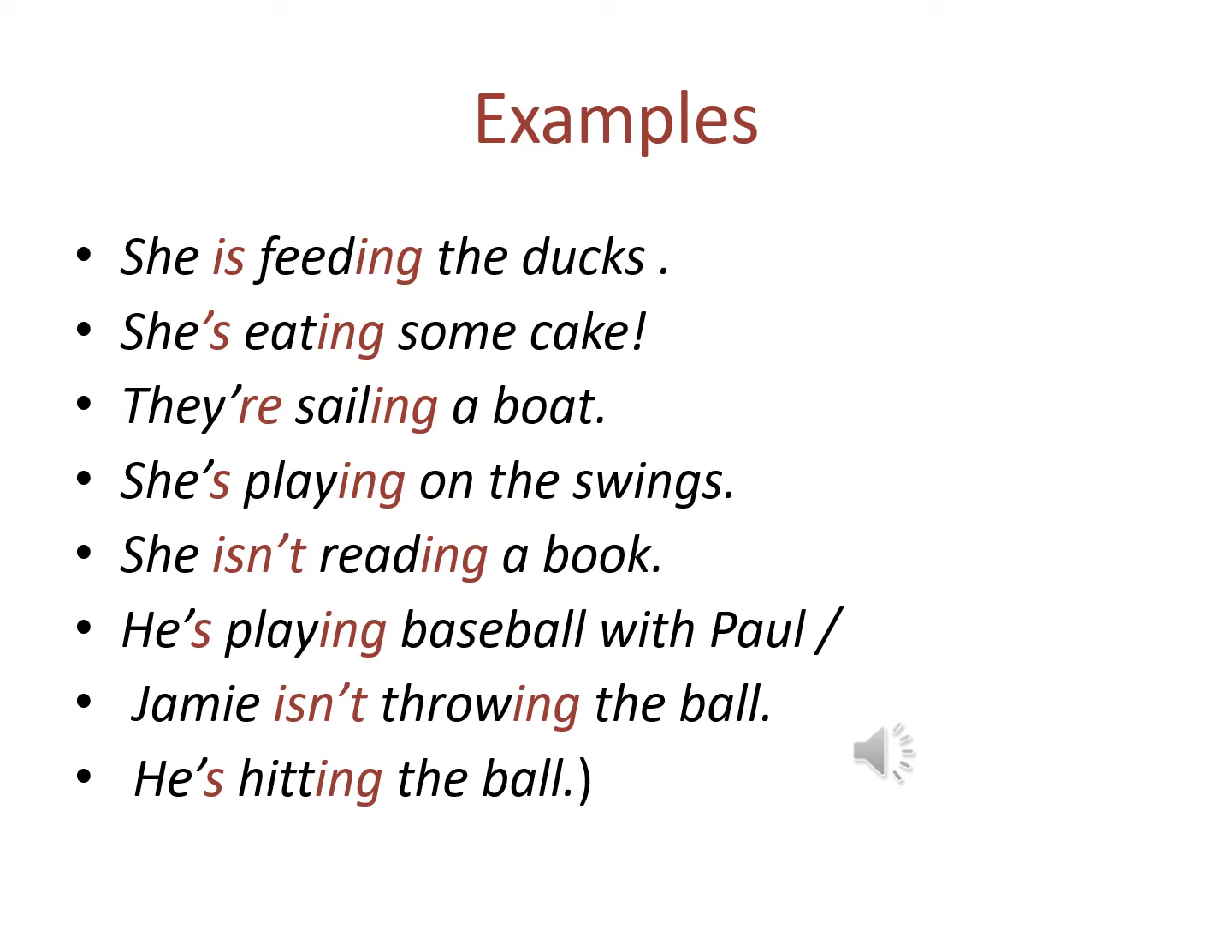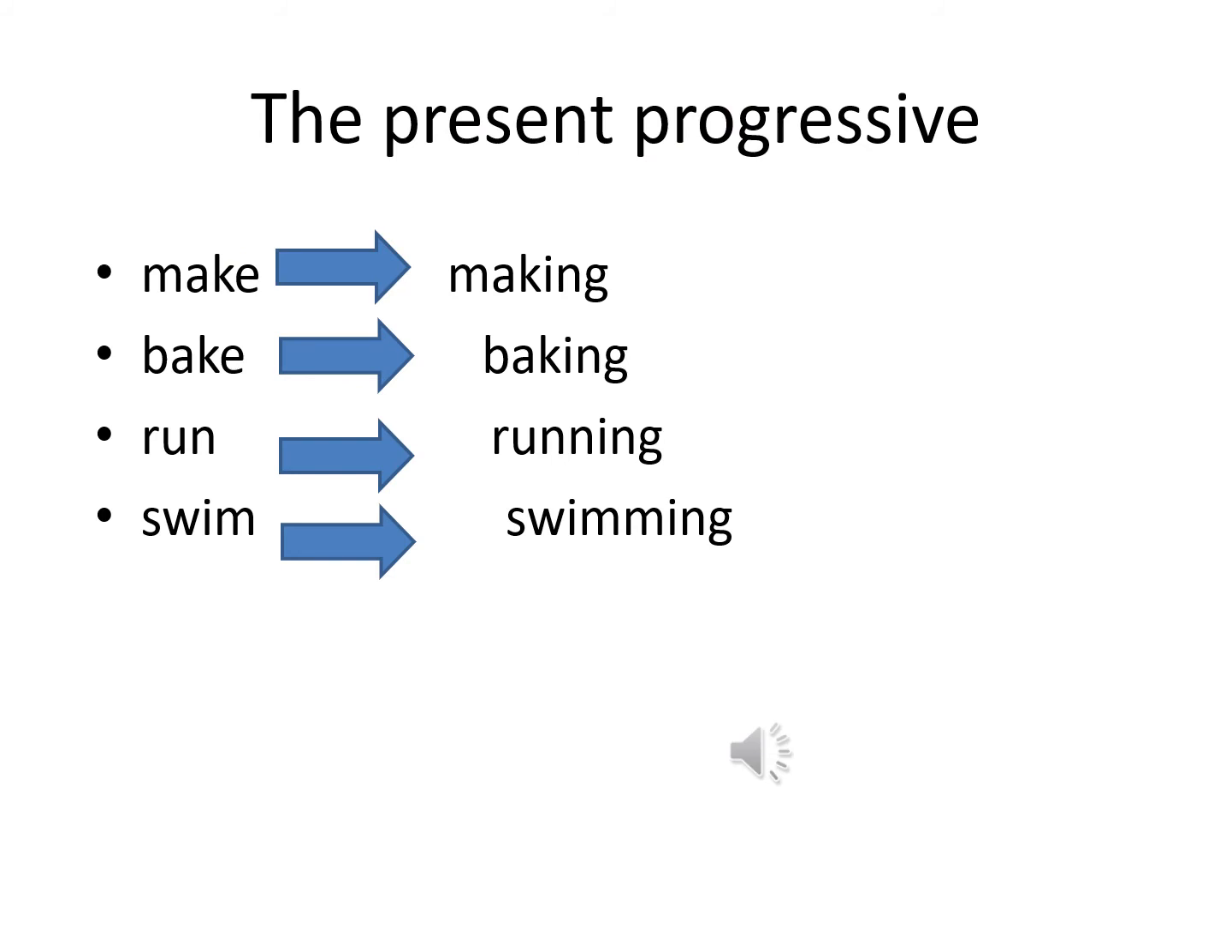Now, my dear students, bring your notebooks and write some examples for the present progressive. Verbs ending in E, we drop the E before adding ing. In the present progressive, when we add the ending ing to verbs, if the verb ends in E, we drop the E and add ing. For example, the verb make. It will be making. As you notice here, we drop the E before adding ing. And also here in the verb bake, it will be baking. Here also we will drop the E before adding ing.